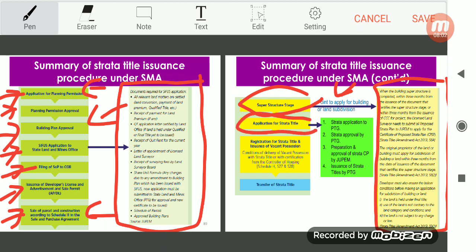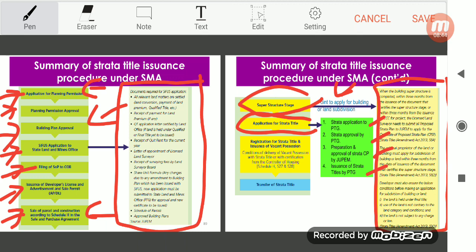The application is made to the PTG, and then the strata application is approved by the PTG. Once it's approved, the titles can be prepared by PTG with the help of JUPEM. JUPEM must come and survey. The strata CP also must be prepared by JUPEM. Issuance of strata title: after JUPEM has finished their survey matter, the strata titles can be issued by the PTG.